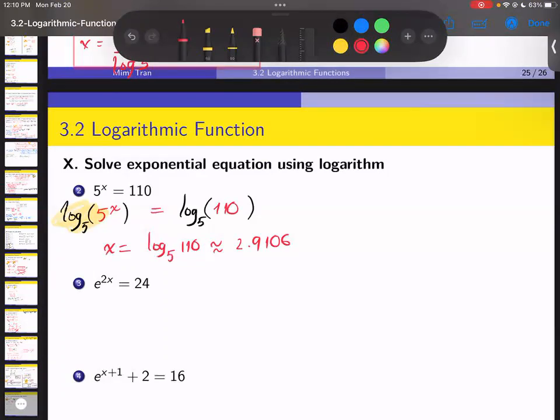If you don't, let me know. You don't? Oh, okay. The 5, the base 5. Okay, so let me show you.